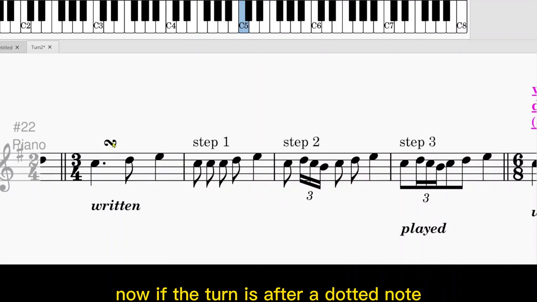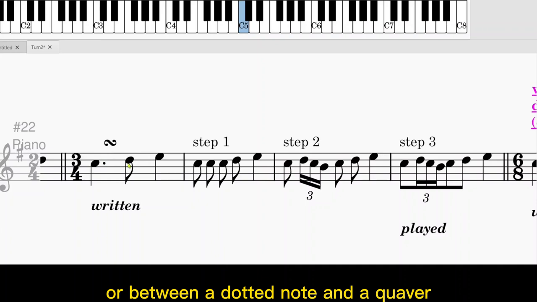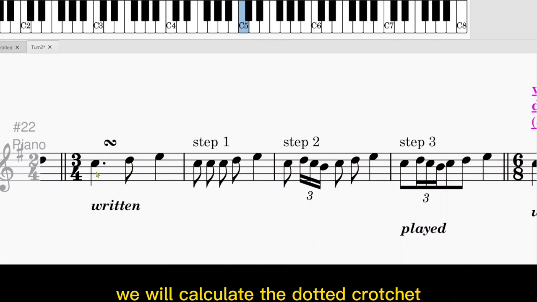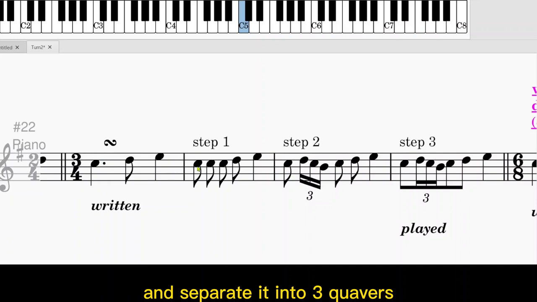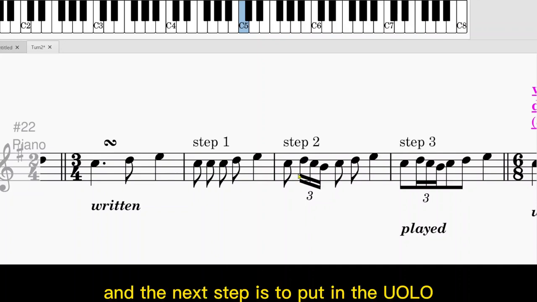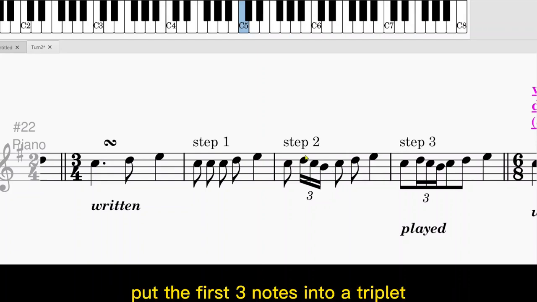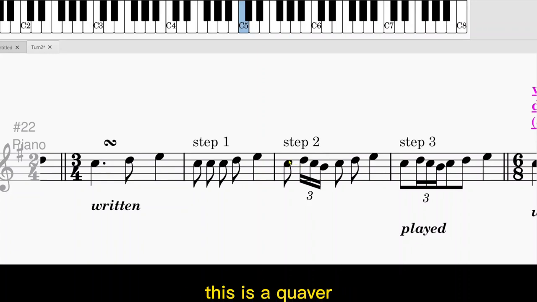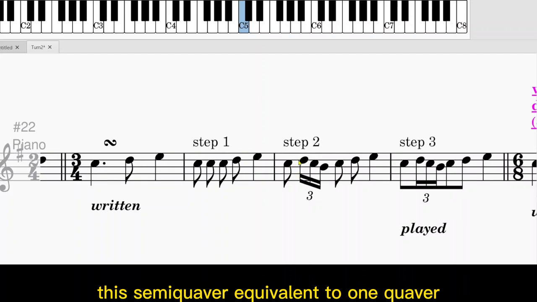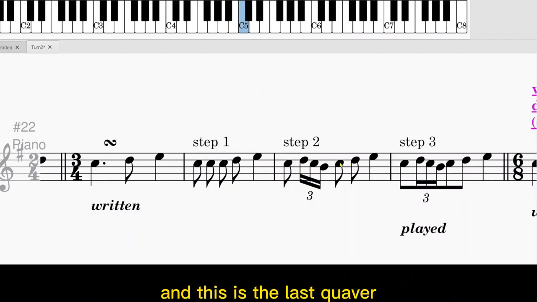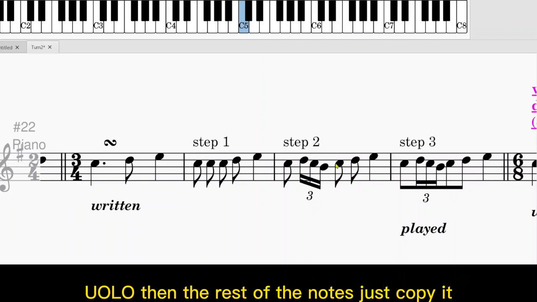Now, if the turn is after a dotted note or between a dotted note and a quaver, we will calculate the dotted crotchet and separate it into 3 quavers. This is the first step. And the next step is to put in the UOLO, put the first 3 notes into a triplet, semi-quaver triplet. And then we will see this is a quaver, this semi-quaver equivalent to 1 quaver, and this is the last quaver, UOLO. Then the rest of the notes, just copy it.